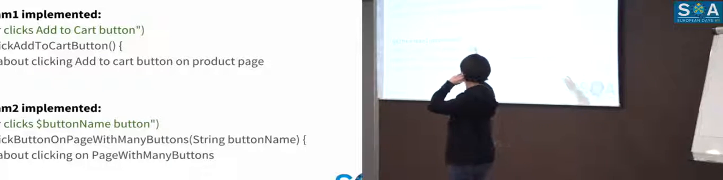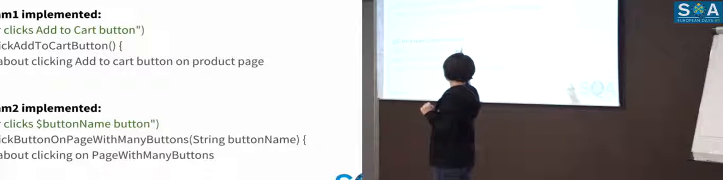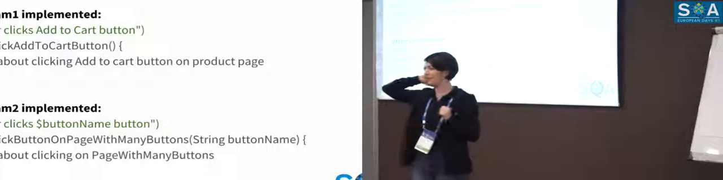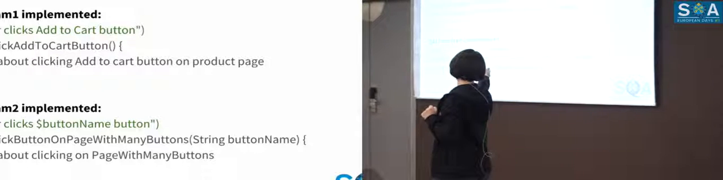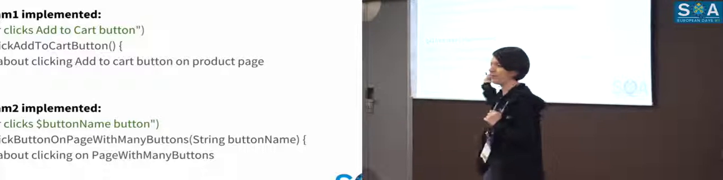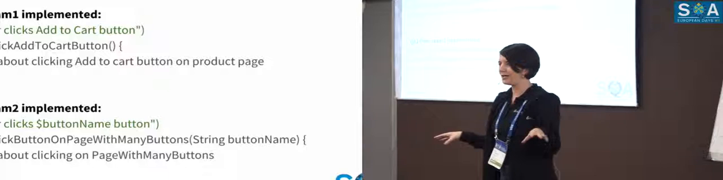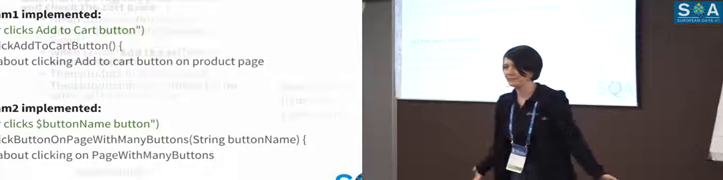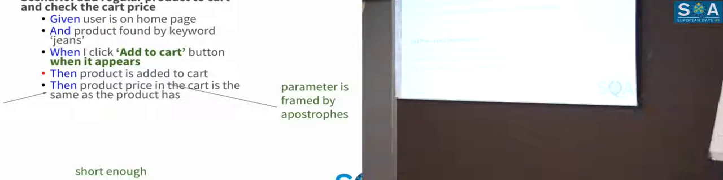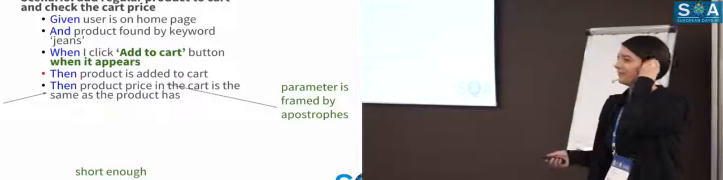our Selenium sees this first step and decides that Add to Cart is a parameter, and tries to find the Add to Cart button on page number 2. We have no Add to Cart button on page number 2, and the step is red. A real case from our project.